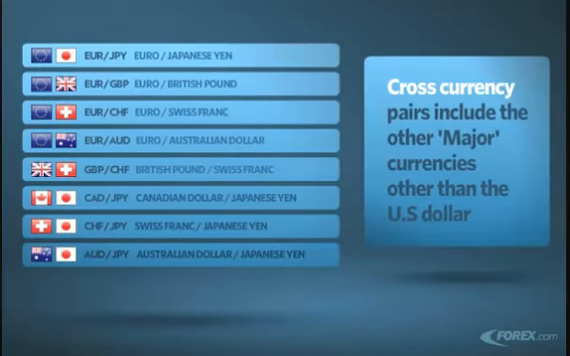There are lots of other currency pairs that don't include the US dollar, but include the other major currencies traded against each other, like the Australian dollar against the Japanese yen, the euro against the British pound, or the Canadian dollar against the Japanese yen. These are referred to as cross-currency pairs.